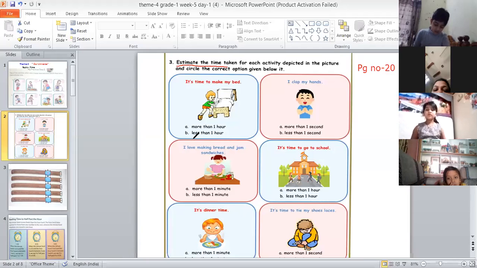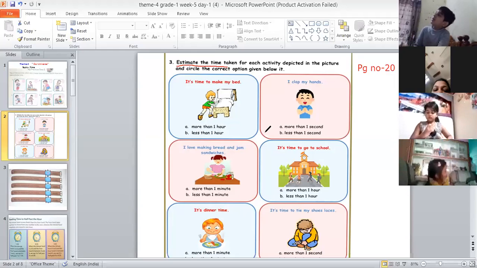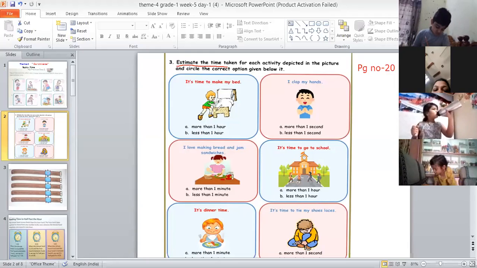Please read these options. Less than 1 hour. Read both the options. More than 1 hour. Less than 1 hour. Okay, so how much time you will take to make your bed? More than 1 hour or less than 1 hour?